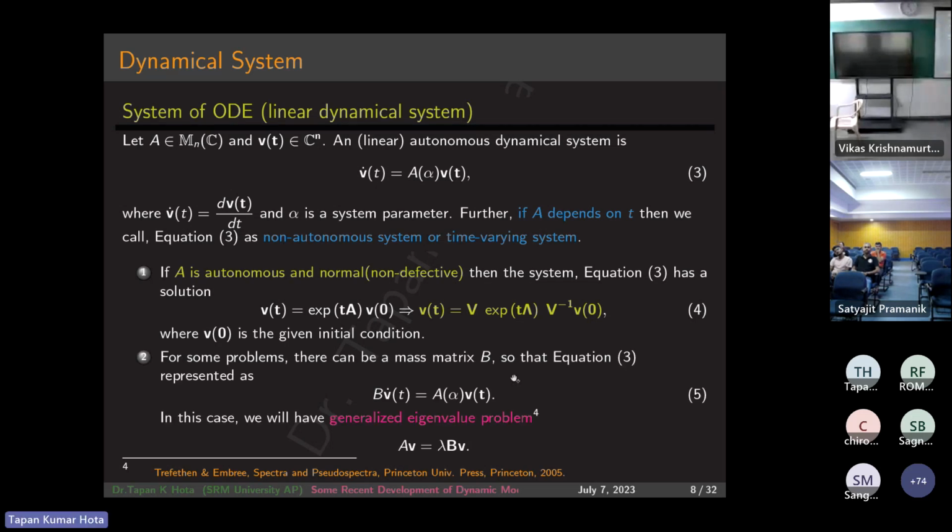Often, instead of the general eigenvalue problem, some mass matrix is multiplied on the left-hand side of equation 3, and in that case we get a generalized eigenvalue problem. But the theme of understanding how stability can be determined for the linear dynamical system is the same as without the B matrix, or with B an identity matrix.